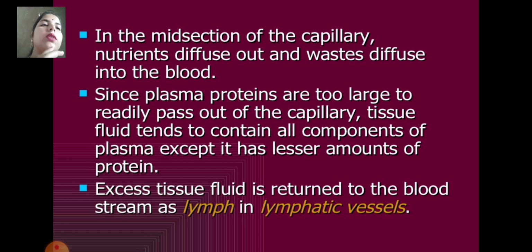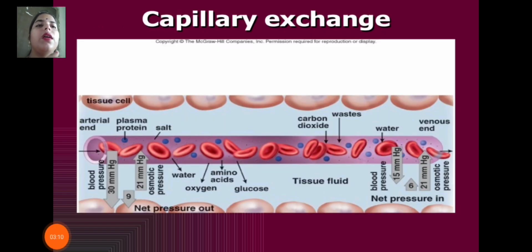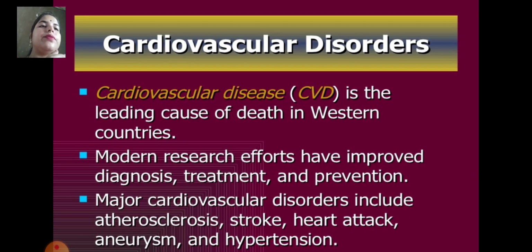Since plasma proteins are too large to readily pass out of the capillary, tissue fluid tends to contain all the components of the plasma except it has a lesser amount of protein. Excess tissue fluid is returned to the bloodstream as lymph in the lymphatic vessels. In capillary exchange, there are the tissue cells, blood pressure 30 mmHg, 21 mmHg osmotic pressure, and water, oxygen, amino acids, glucose, carbon dioxide and waste at the venous end.